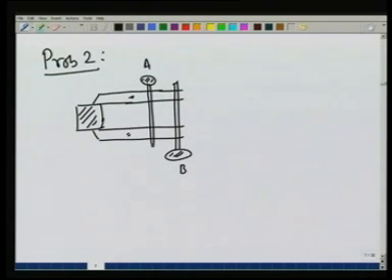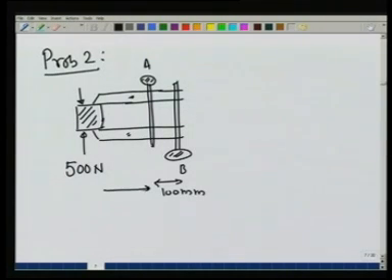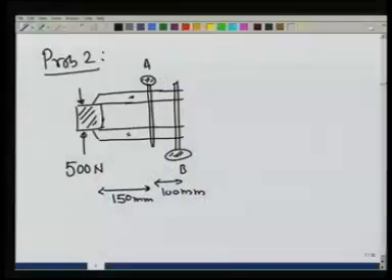They are tightened to the extent that the compressive force on this block in both directions is 500 newtons. If this distance is 100 millimeters and this distance is 150 millimeters, we want to find the forces applied by the screws on these clamps, assuming that the forces applied by the screws are along the screw direction.